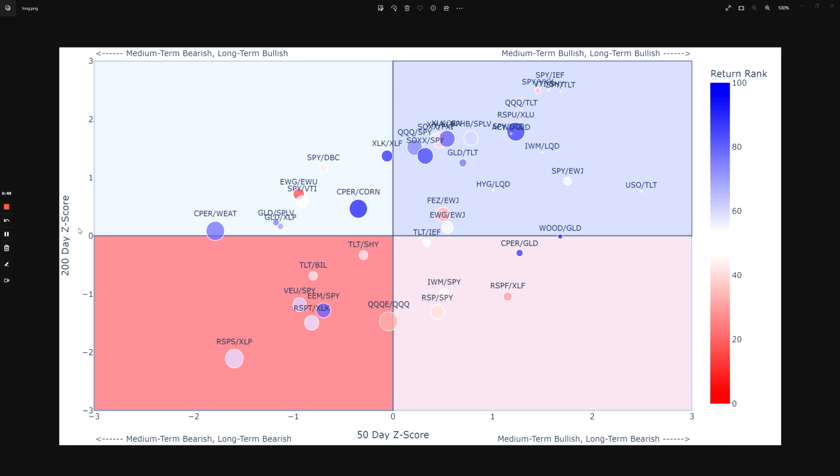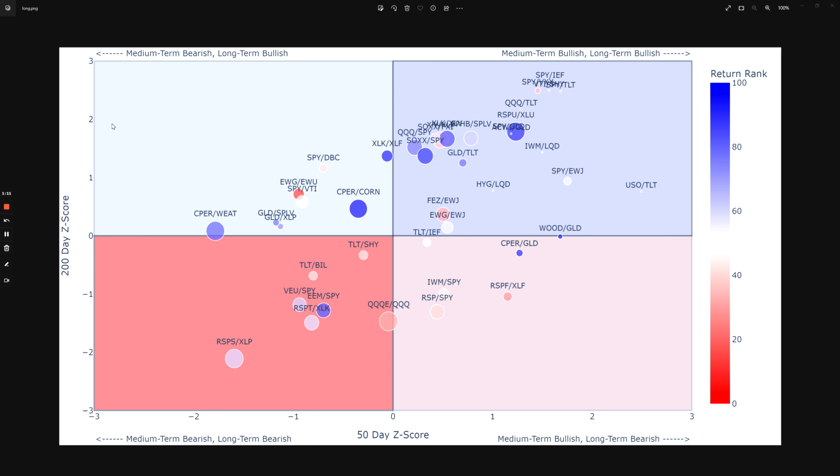Second, ranking the volatility of each ratio compared to the last 100 trading days. That is shown by the bubble size. And thirdly, ranking the return of each ratio compared to the last 100 trading days. That is shown by the bubble color.